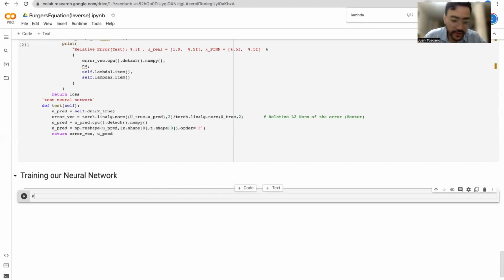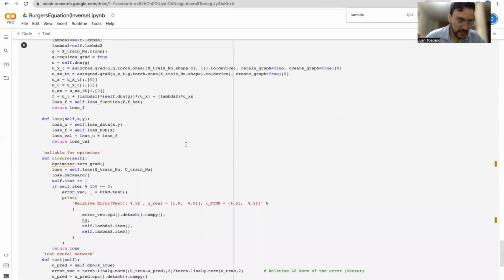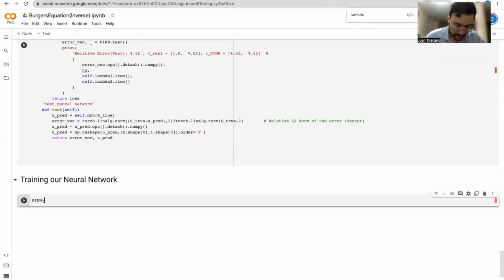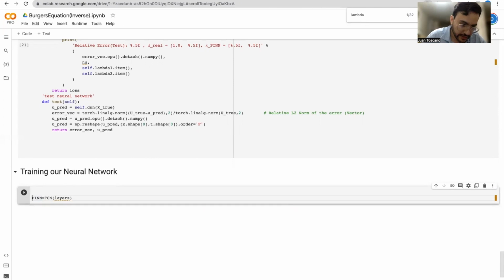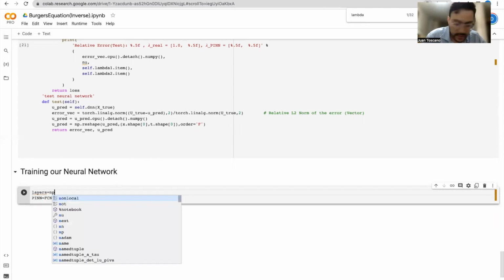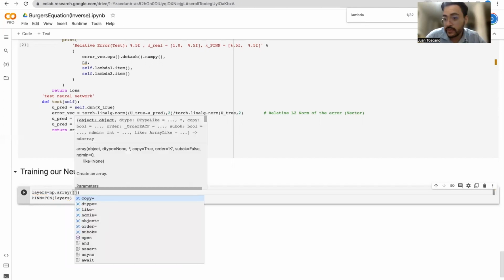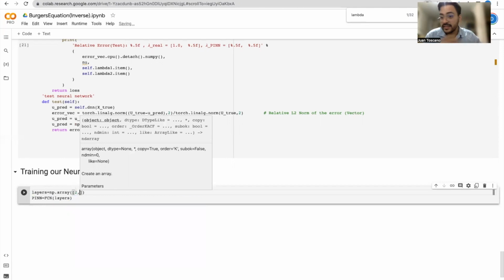Okay, so let's create our physics-informed neural network first. PINN would be the name of our class, which takes in what? Of layers. But we haven't defined layers yet. The layers will contain the architecture. It's just an NP array, np.array, and the first value should be 2, since it's x and t.